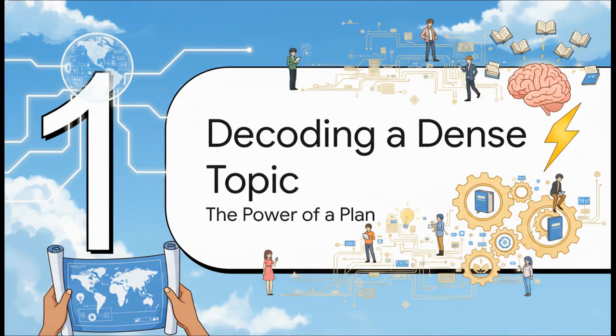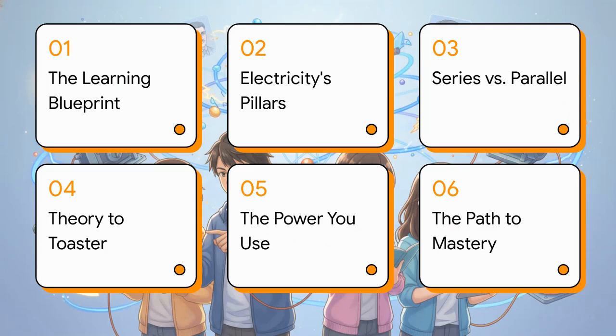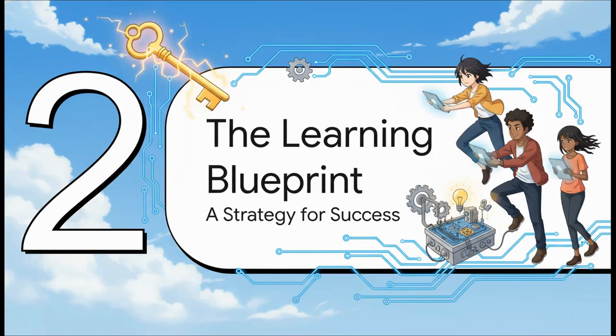Well, in this explainer, that's exactly what we're going to do. We're going to tackle the core ideas of electricity by following a powerful learning blueprint, one that you can use for pretty much any tough subject. So here's our game plan. We'll start with the blueprint itself. Then we'll use it step by step to get a handle on electricity's three main pillars, figure out how circuits work, see it in action in your house, learn how we measure it, and then bring it all home. All right, let's dive in.